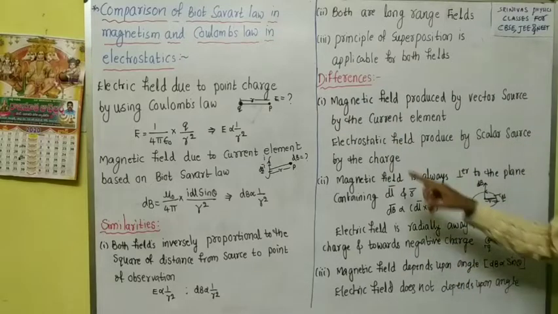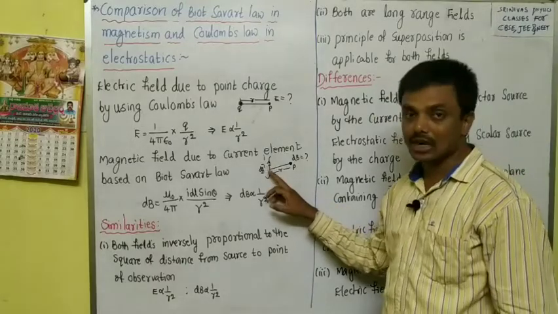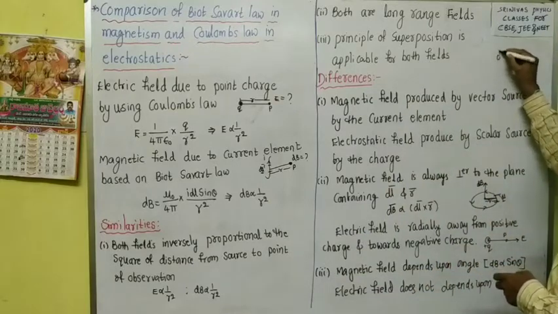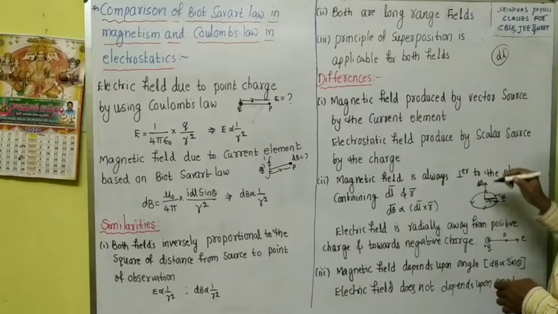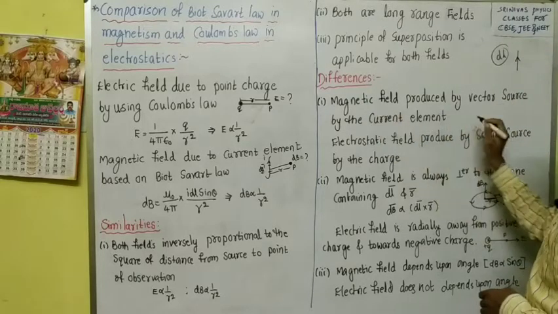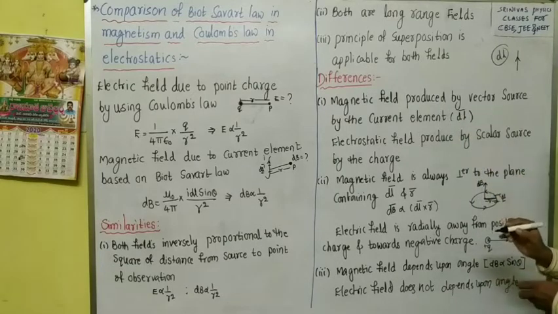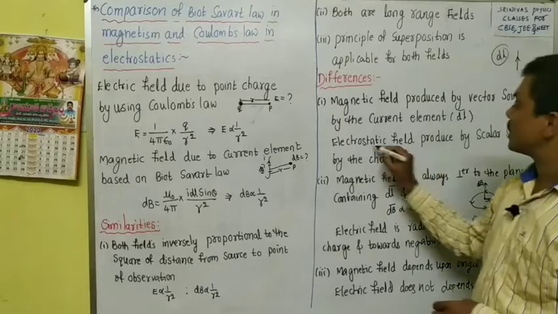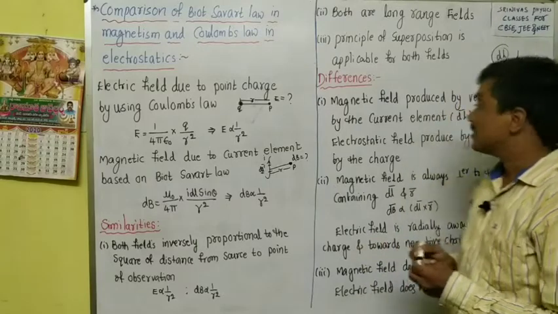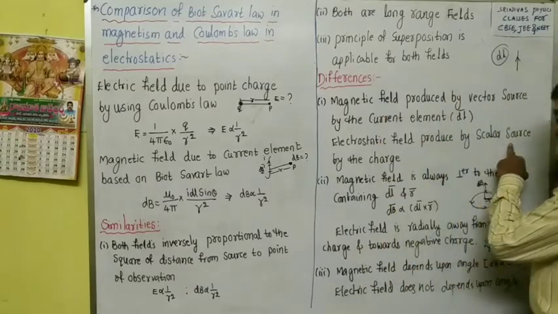The first difference is: the magnetic field is produced by what? Current carrying wire, that means current element. The current element is a vector, right? The current element is dl, the length of the current element. It is a vector, and its direction is in the direction of the current. That means the magnetic field is produced by the current element dl bar. But the electrostatic field, or electric field, is produced by the charge, and the charge is a scalar. That means the magnetic field is produced by a vector source, and the electric field is produced by a scalar source, right?